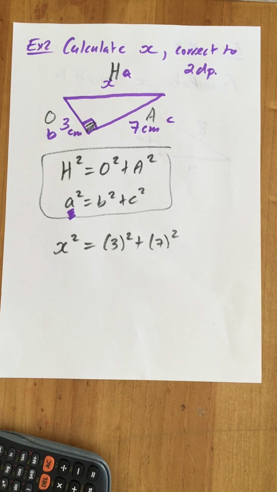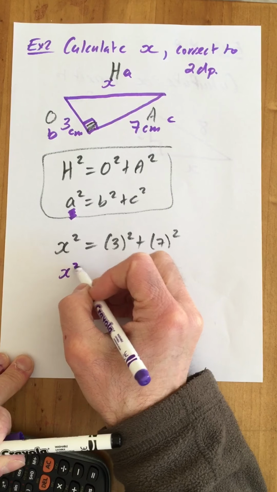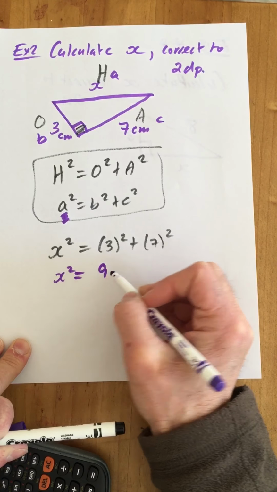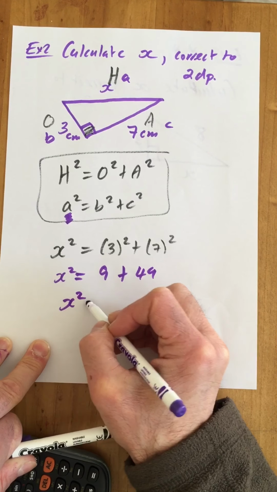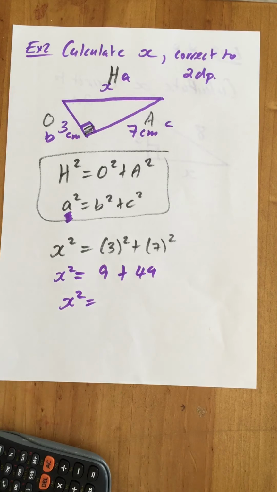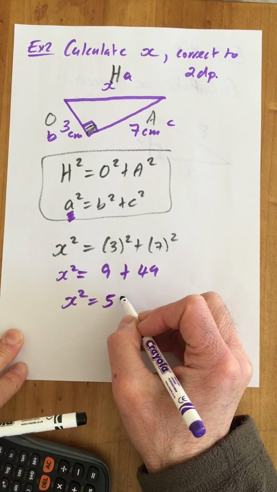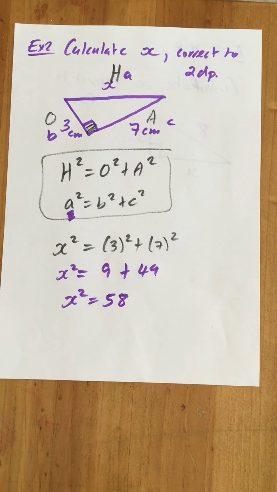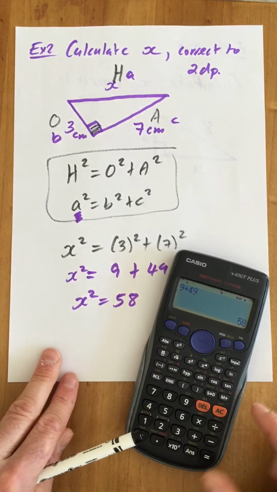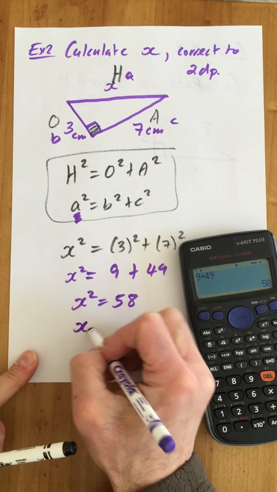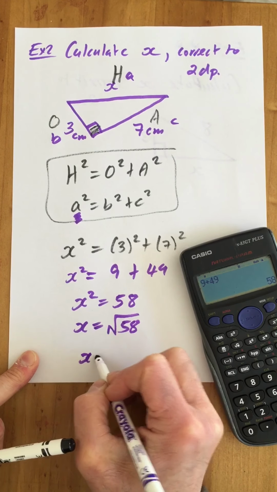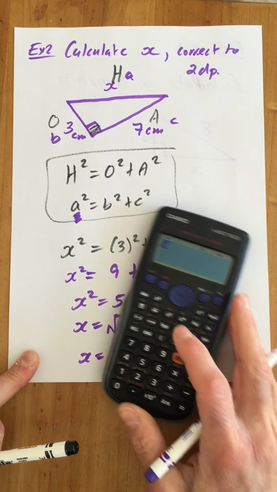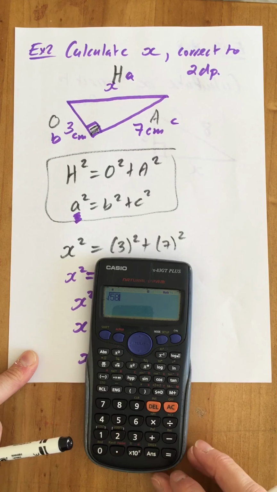Okay, the next step then is to square everything out. So you get x squared equals, 3 squared is 9, and 7 squared is 49. And when you add those together, 9 plus 49 is 58. So you get x squared is 58. Now, on the calculator, I need to find out what x is. I know x squared is 58, so x will be the square root of 58. I put square root of 58 on my calculator and press equal.